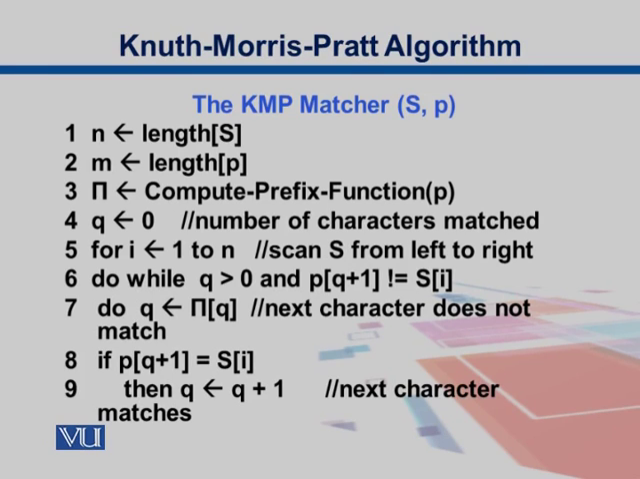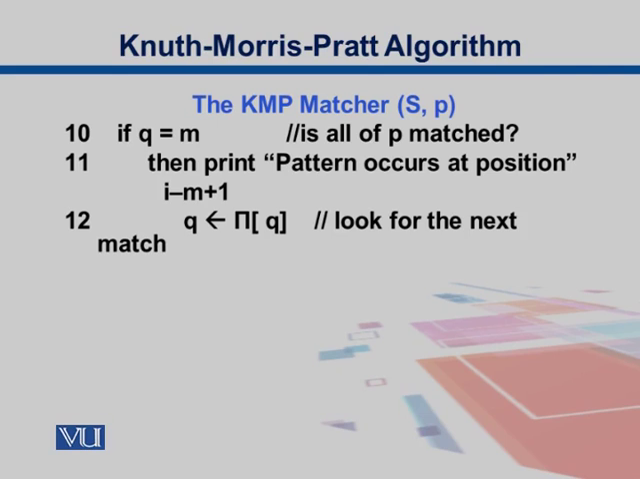If these two characters, p of q plus 1 and s of i, match, then we update q by 1. So in this way, in q, we can keep track of the number of matched characters, and in case they mismatch, it gets initialized again to 0. If q reaches m, where we found that we have matched all the characters within the pattern, then we print the pattern's position. That can be calculated as i minus m plus 1.